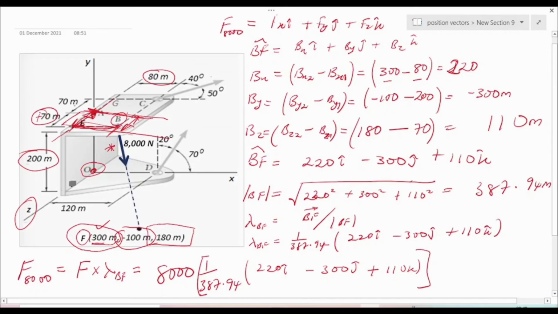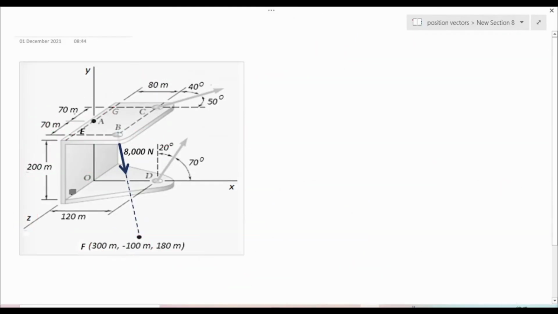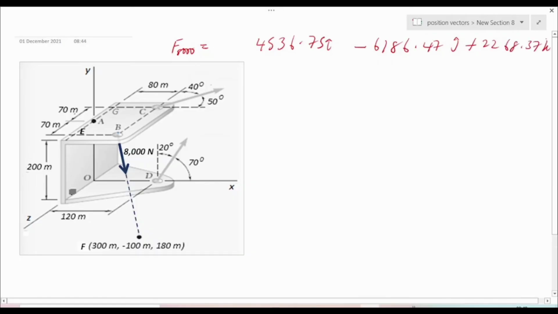And if this is evaluated carefully, our force F of 8,000 would be equal to 4536.75i minus 6186.47j plus 2268.37k. And this is our force in its component form.